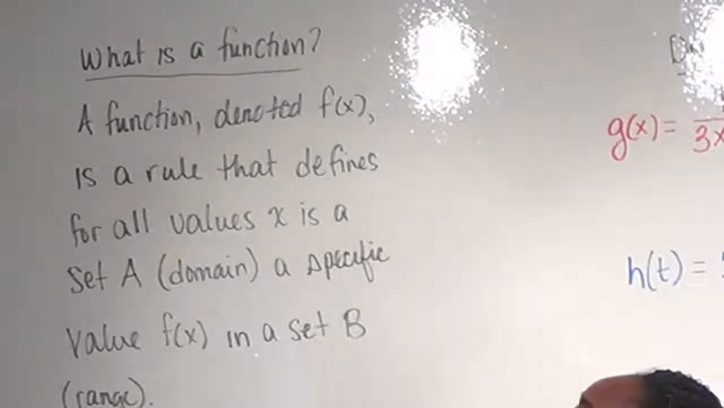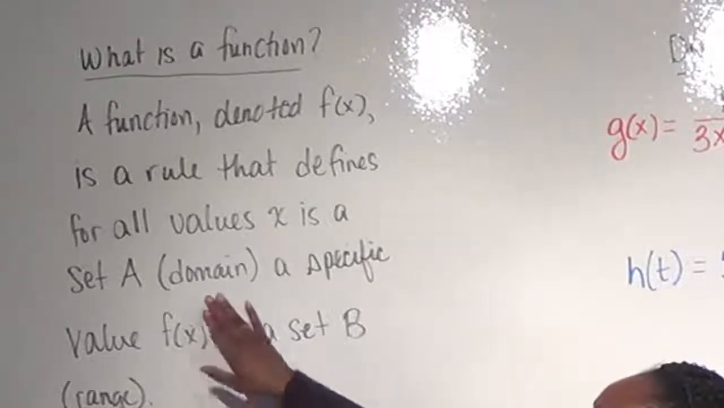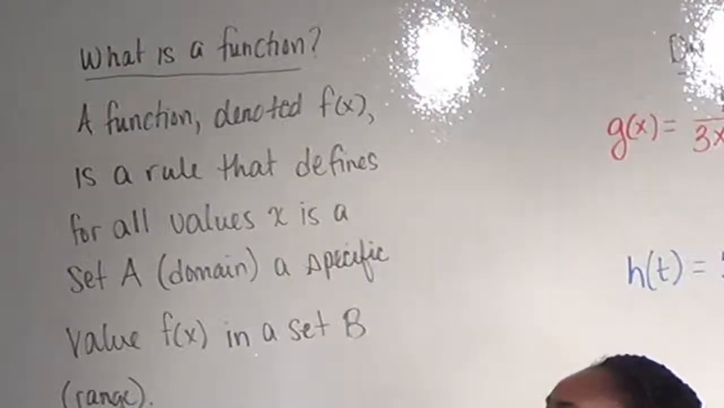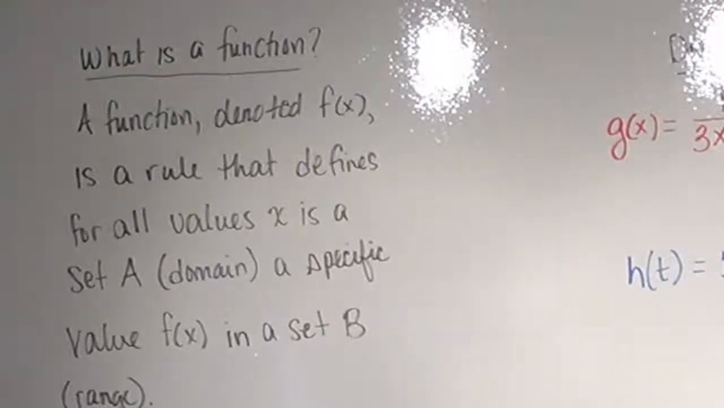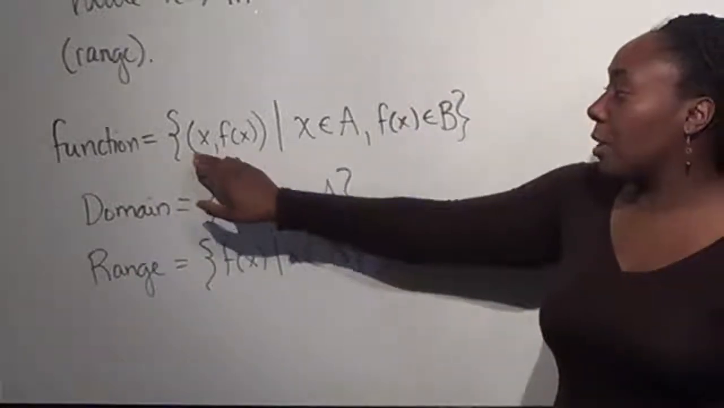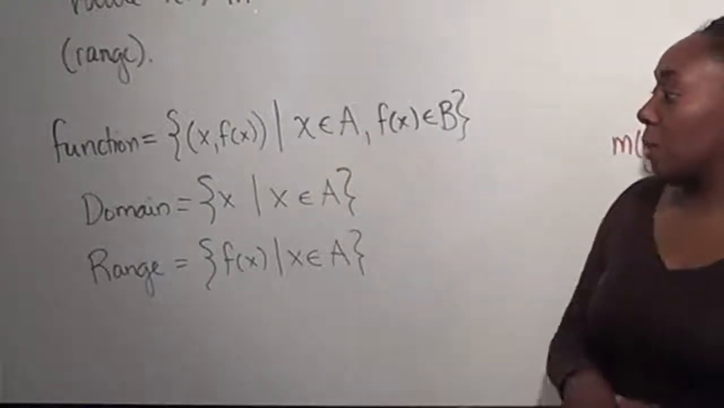Okay? So a function, denoted by f of x, is a rule that defines for all values x in a set A, which we're going to call the domain, a specific value f of x in a set B, which we're going to call the range. Another way to think of this is a function is the set of all ordered pairs x comma f of x, where x is in A and f of x is in B.